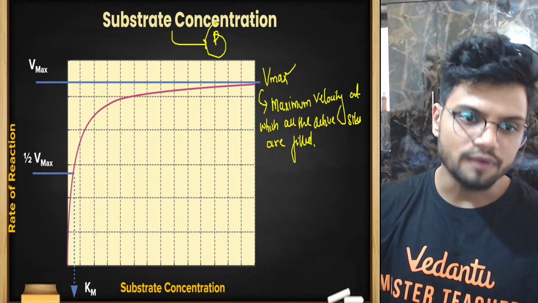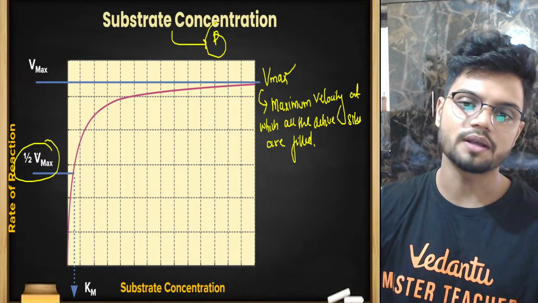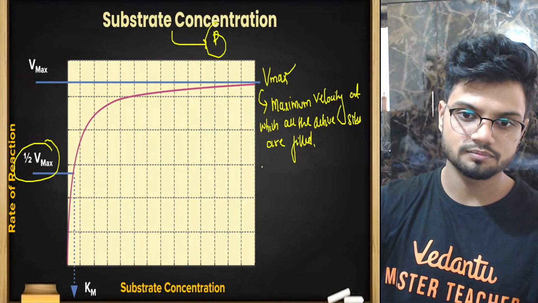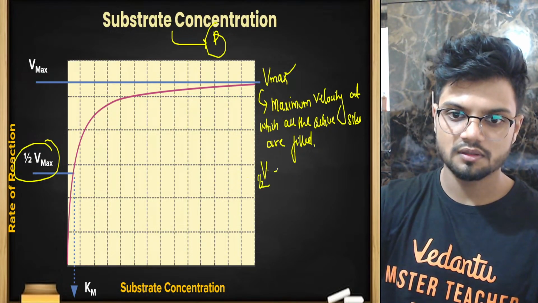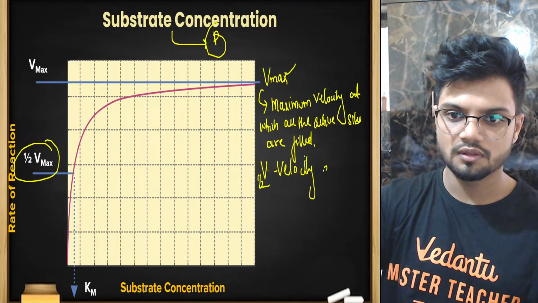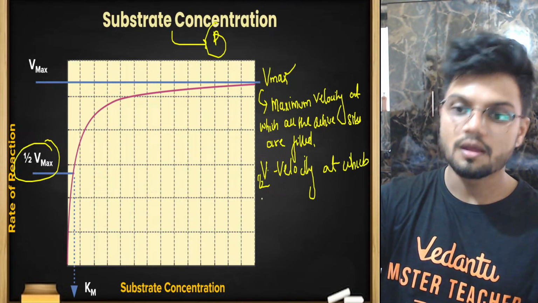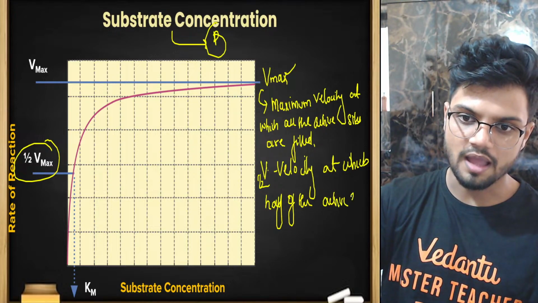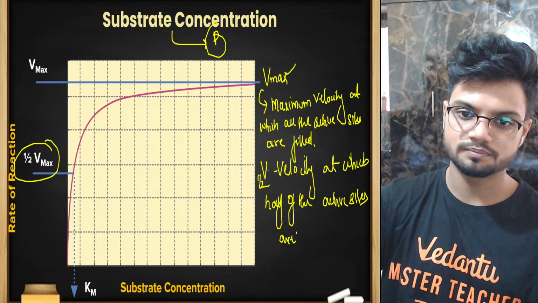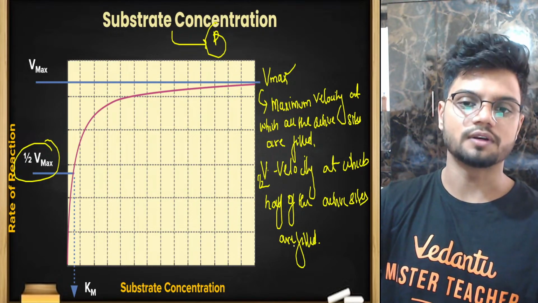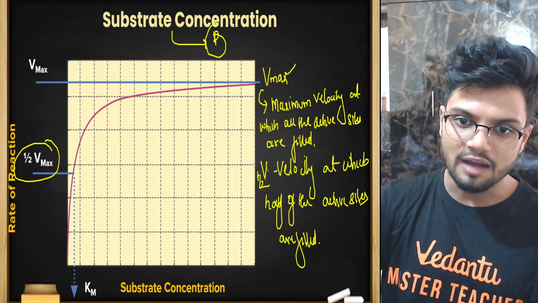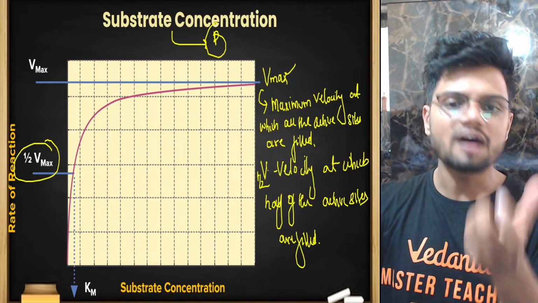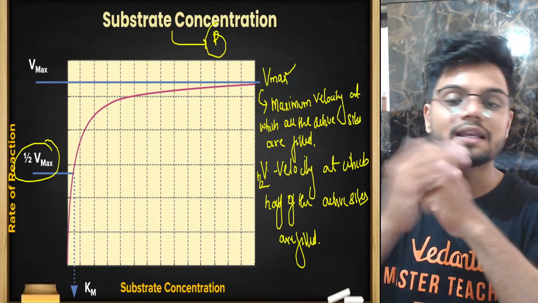So what do we do? Instead of finding the Vmax, we use half Vmax. What is half Vmax? Half Vmax is nothing but the velocity at which half of the active sites are filled. That is called half Vmax. And students, at half Vmax, half of the active sites are filled. Filled by what? Filled by substrate. So at half Vmax, some amount of substrate is binding with the enzyme.